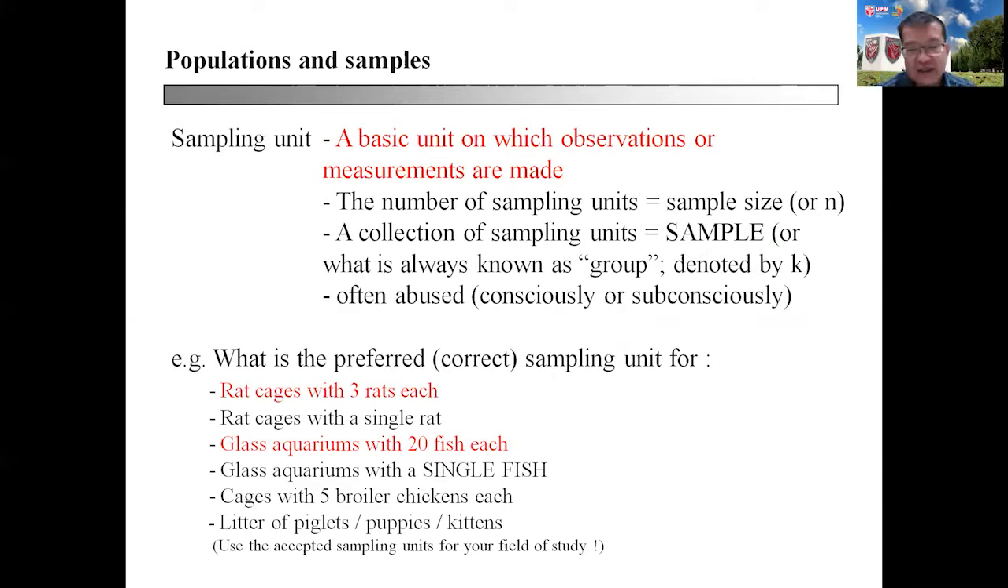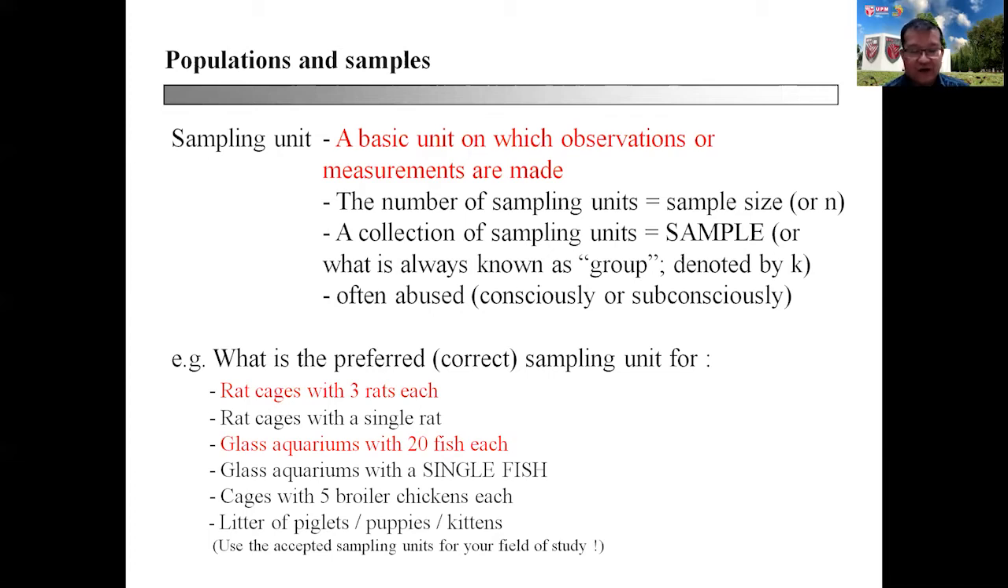So based on that, we really need to look deeper into what is actually a sampling unit. A sampling unit is a basic unit on which observations or measurements are made. The number of sampling units is expressed as the small n, and a collection of sampling units is known as a sample, or typically known as a group, denoted by K.